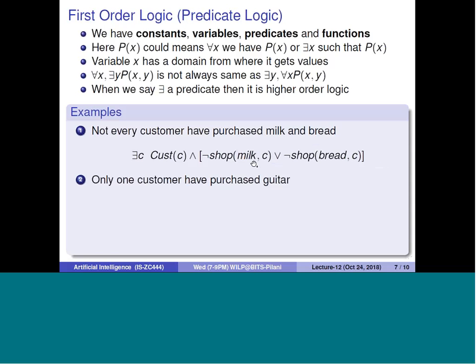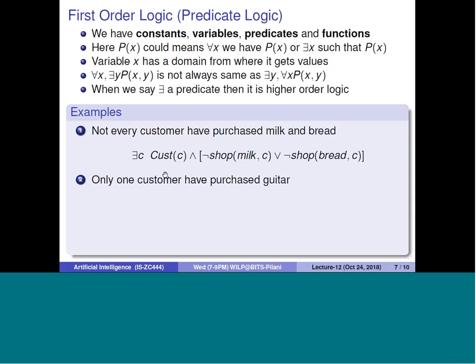Either he has not shopped for the milk, or he has not shopped for the bread, or it may also be possible he has not shopped for both, because an OR is true when either one is true. So this is another way to write the same thing in first order predicate logic. Is it clear?